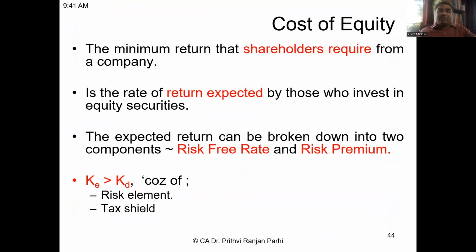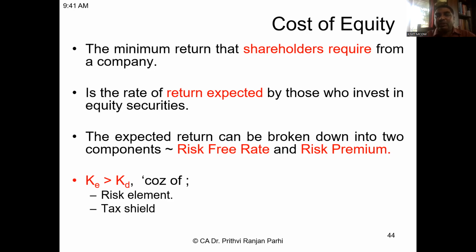For example, if a shareholder is expecting that you should give him a return of 20%, then 20% is the cost of equity. If the shareholder is expecting a return of, let us say, 18%, then 18% is the cost of equity. So it is basically the shareholder's return which is called cost of equity. It is the return which is expected.